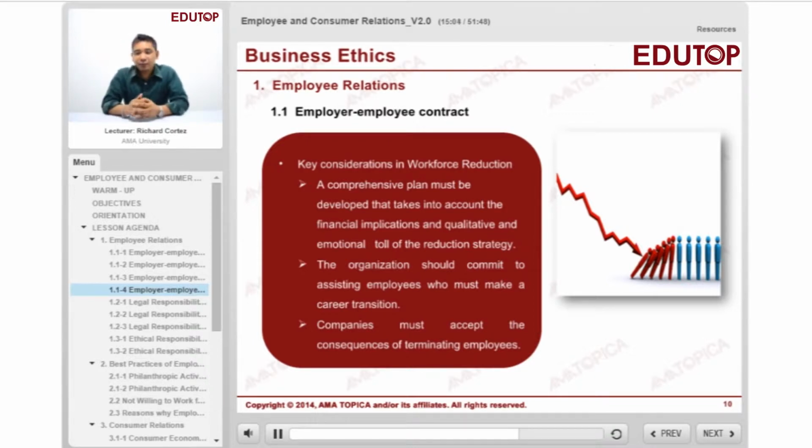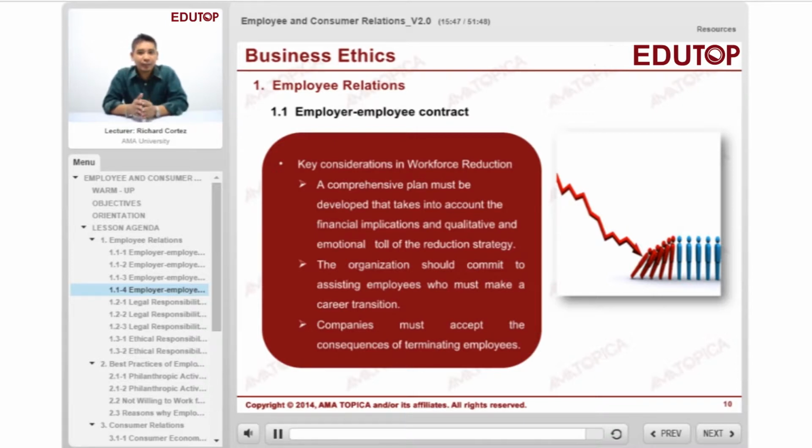And the last thing to be considered is that companies must accept the consequence of terminating an employee. So if you terminated an employee, you should know what will happen to the employee and what will happen to the company. For the company, if a person is eliminated, it will have to train another person. So some aspects of the previous job will suffer because the employee is no longer employed by the company. On the part of the employee, the company should also know the consequence of what will happen to the person being unemployed.